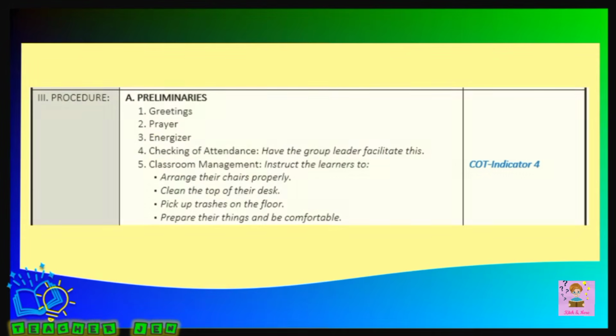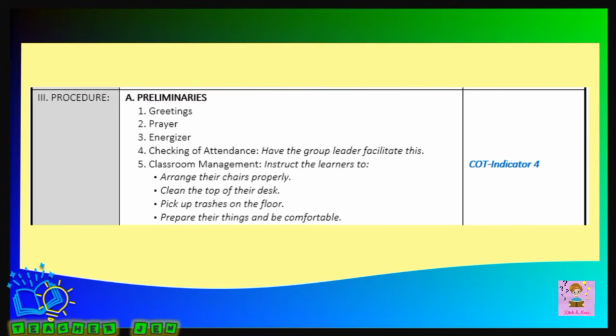Here is the procedure part. We have the preliminaries na lagi naman natin ginagawa. We have greetings, prayer, energizer, checking of attendance. Sa checking of attendance ko, hindi ko na po iniisa-isang tawagin yung mga learners. In my class, I have groupings in which the leaders are in charge of checking the attendance of their group. So during the checking of attendance, I just call the leader of that group to present the number of absent and identify each of them. So mas mamamaximize natin yung time natin.